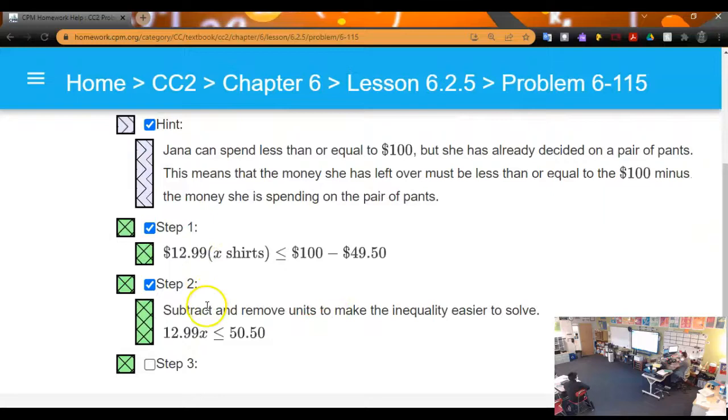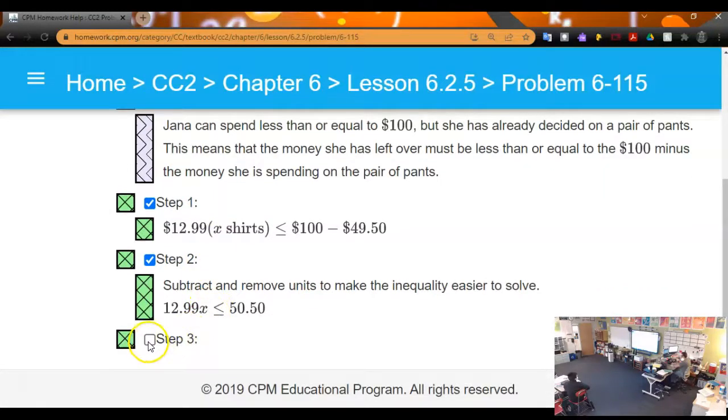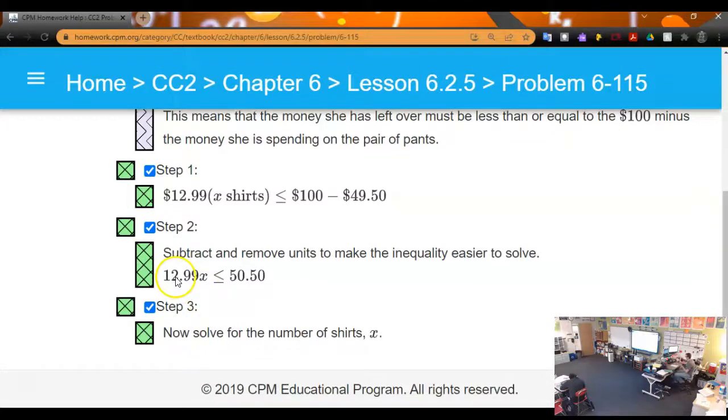Guys, look at Homework Help walking us through this problem. Then, to see how many shirts I can buy, if you want to do more approximate math, $12.99, you could use 13. I mean, we don't want to round things if we don't have to, but it would probably still get us close to the answer. So if I have $12.99 times X equals $50.50, how do I get rid of that 12.99?